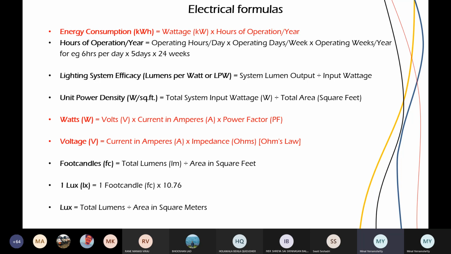That's why you need to know LPW. You do this comparison, okay, and you get your result. So system lumen output is divided by input wattage. As I said, कि आपको कितना output चाहिए, lumen कितना चाहिए, okay? तो उसको आप divide करो wattage से, आपको idea मिल जाएगा. Unit power density, I don't think you should go into it. I'm just writing this. You can have a look at it, okay?